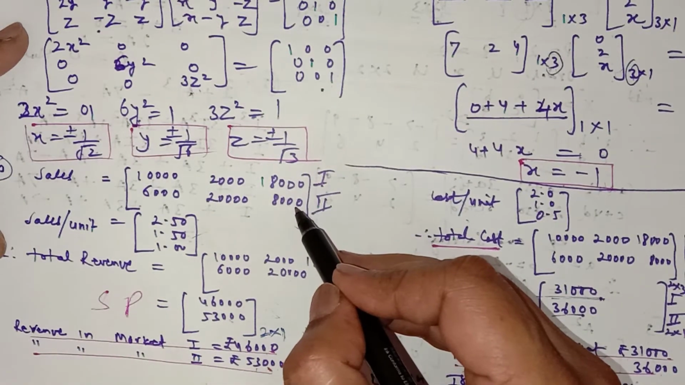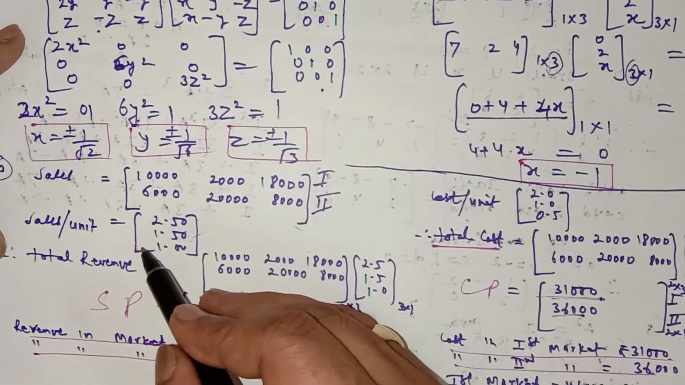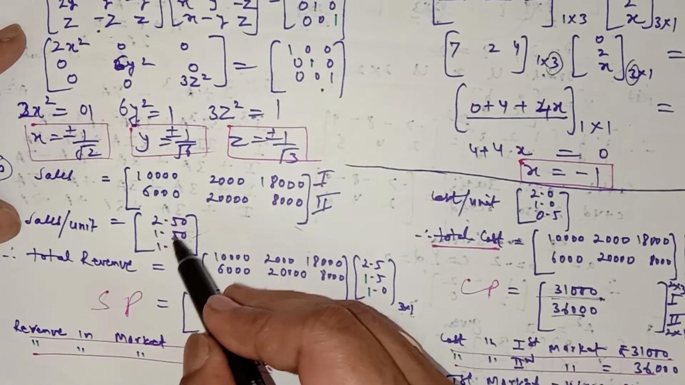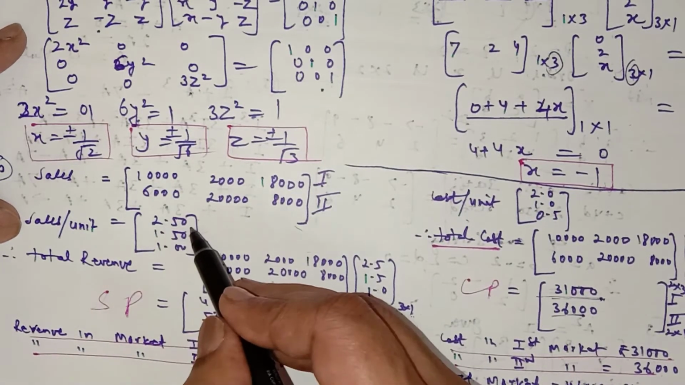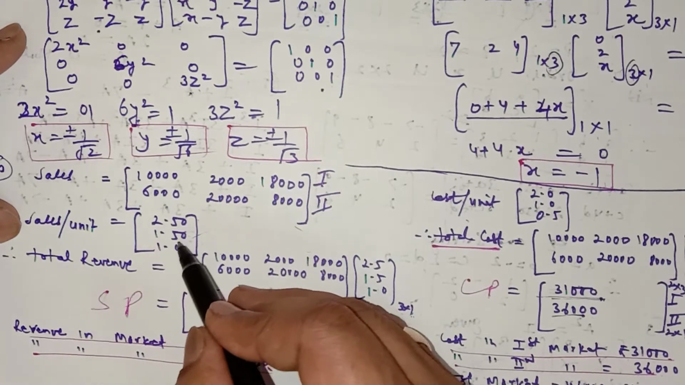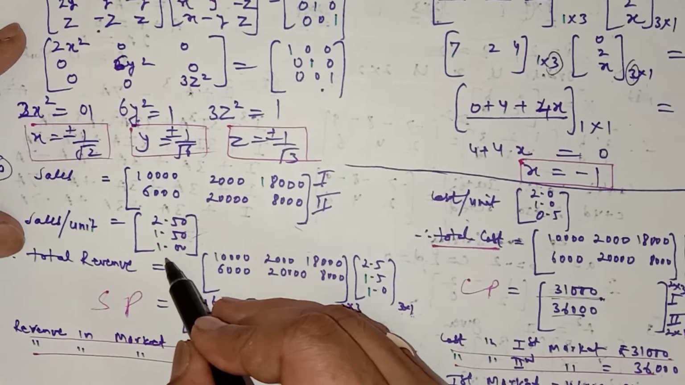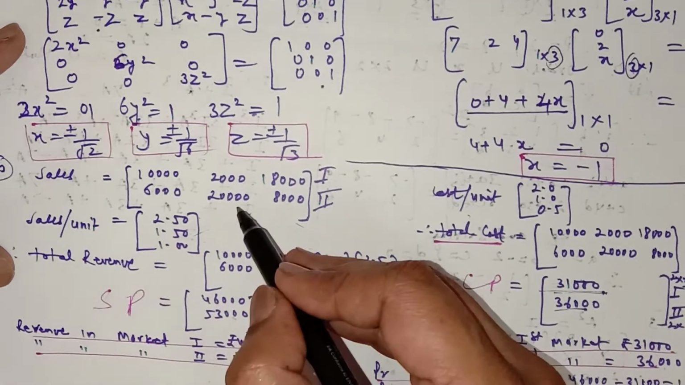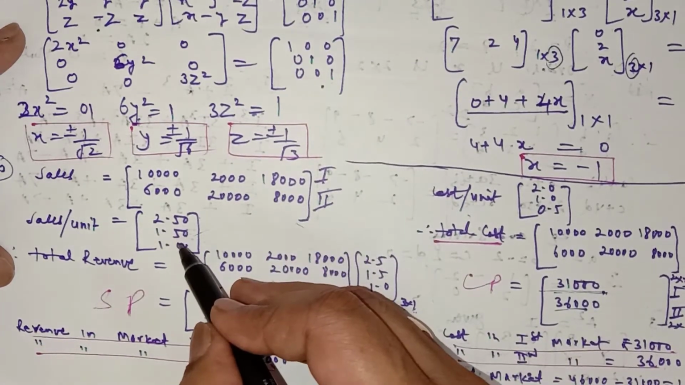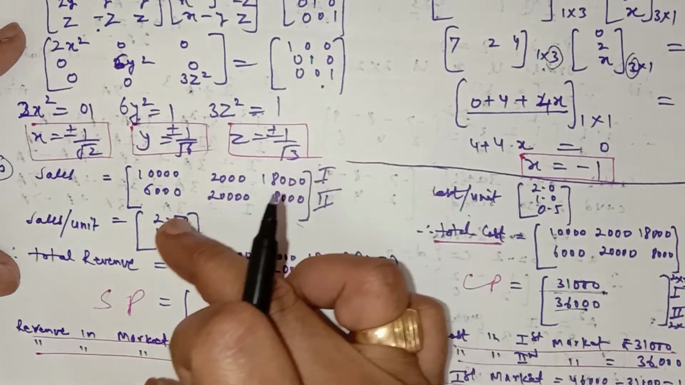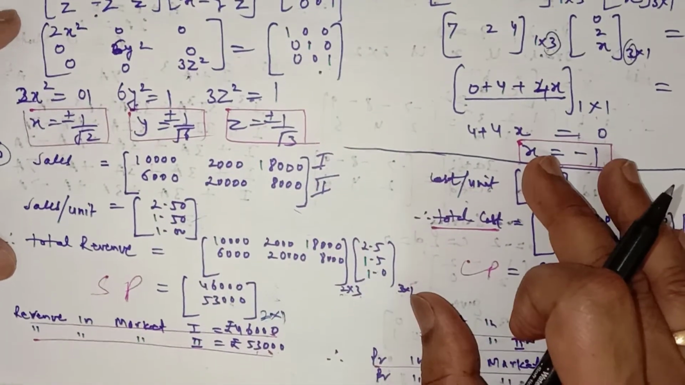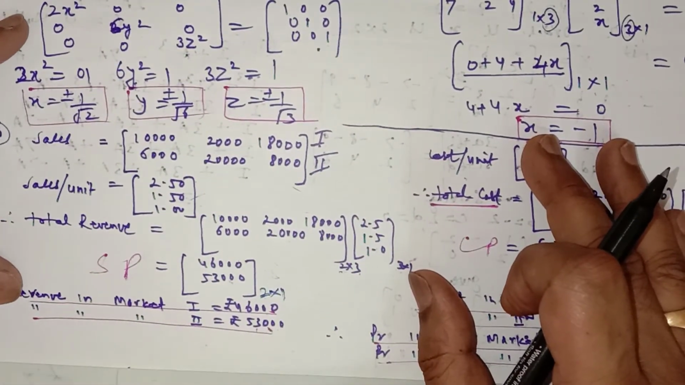Now the selling price of each article is given, that is, the first article is being sold at a rate of 2.5 per article, the second article is being sold at a rate of 1.5, and the third is being sold at 1.0, that is rupees 1. Now you can find the total revenue, which will be obtained by multiplying the number of articles with the cost per article. So you can multiply this matrix by this, and you'll get the selling price in the first as well as in the second market.